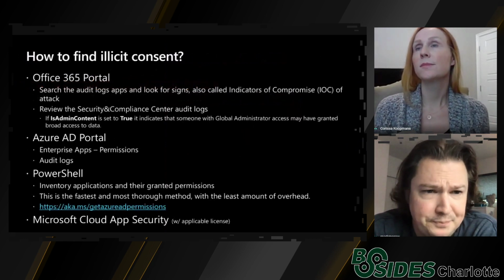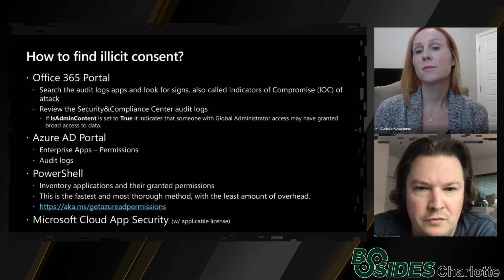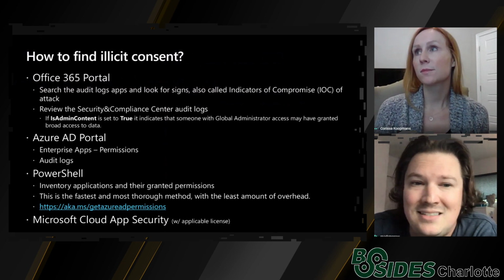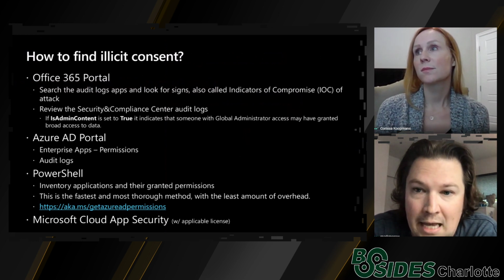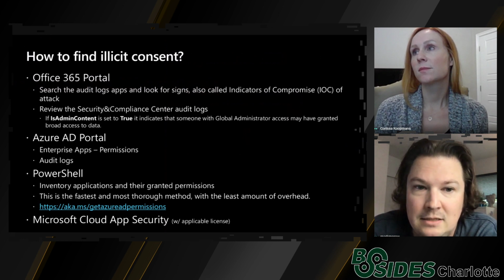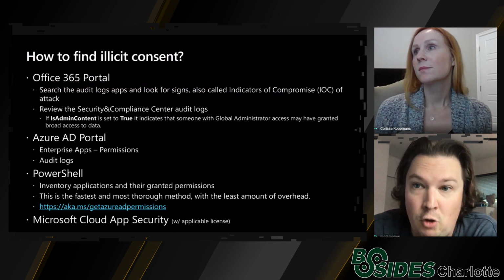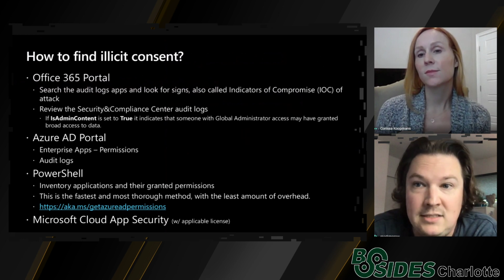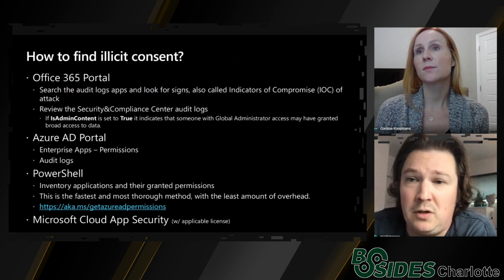So the first place is, if you only have a few applications, in the Office 365 portal, you can look for some indicators of compromise. You can go through the Security and Compliance Center and look at those audit logs. If you see anything that says admin consent set to true, that means a global admin had to go in there and approve permissions, okay? So again, those are going to be those very privileged permissions. And if you were an attacker and maybe you tricked a global admin to consent to a lot of permissions, that application now has the ability to do those types of things. So we want to make sure we look at that. You can also see this in the Azure AD portal under the Enterprise Apps Permissions that Corissa showed you, as well as in those audit logs.